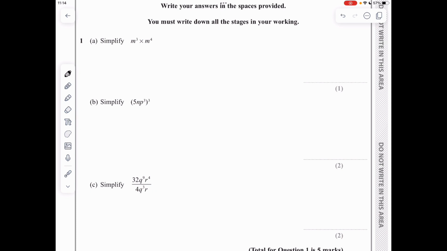In question 1a, we are asked to simplify m cubed times m to the power of 4. Well, we know when we multiply with a common base, we add the indices, so 3 plus 4 is 7, and therefore the answer will be m to the power of 7.